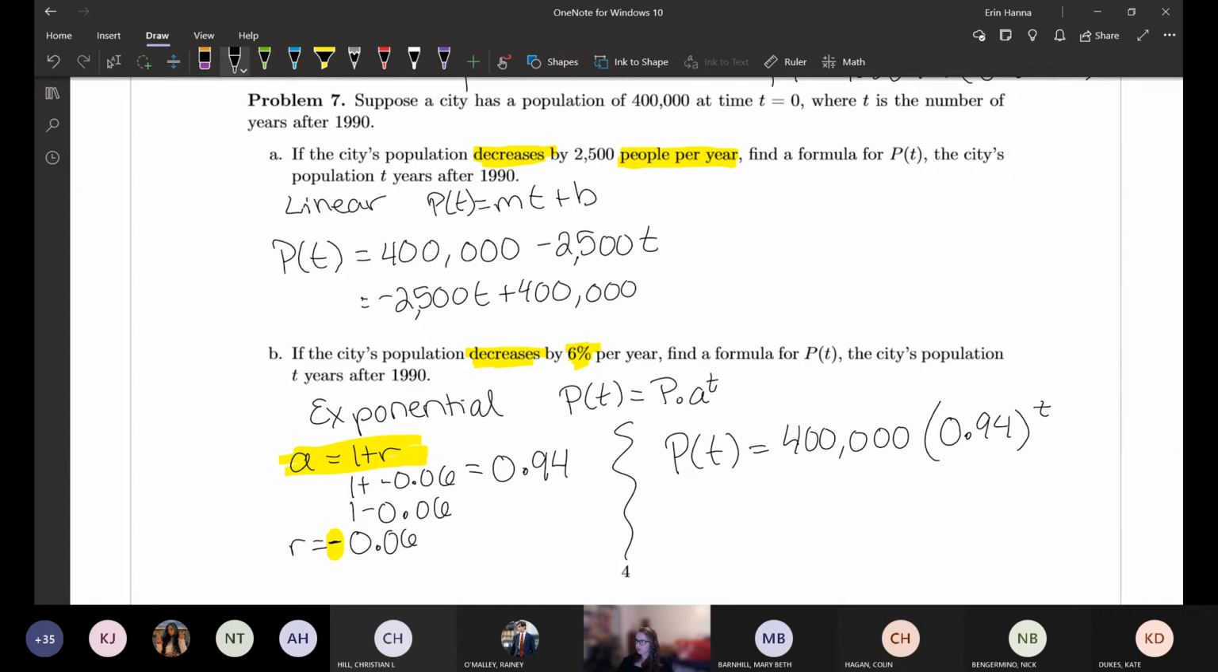Actually, since we have a little bit of time, let me go ahead and figure this out.